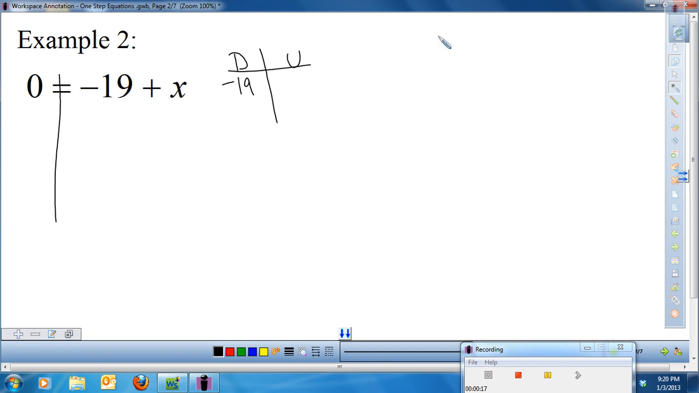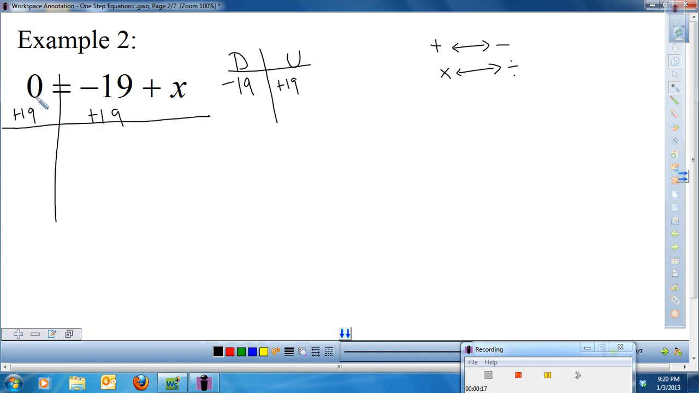Now I'm going to think about my inverse operations. We know that to undo addition, we're going to use subtraction. To undo multiplication and division, we're going to use multiplication or division. So how do I undo a negative 19, or how do I get negative 19 to become 0? Negative is like a subtraction, so add 19. So I'm going to add 19 to this side. Now remember, we also need to add it to this side.